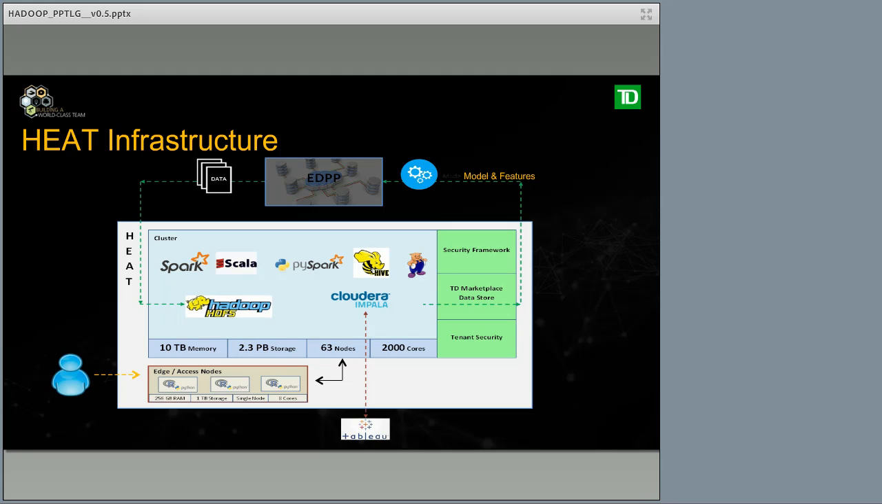Users can access the cluster through the Edge node. This is a single node with 256 gigs of RAM, 1 terabyte of storage, and 8 cores. Some tools are only available on the Edge node. Using these tools will not leverage the full capability of the HEAT cluster. It's important to note that the security and permissions are managed by the tenant space owner, who may grant directory access to users or user groups as required.